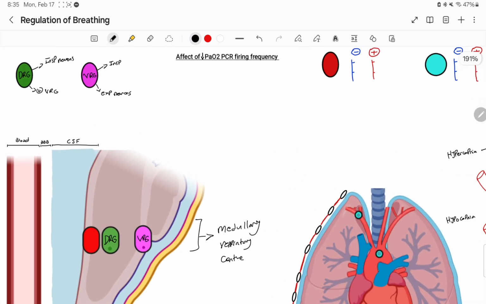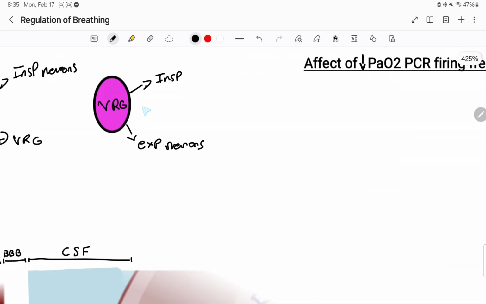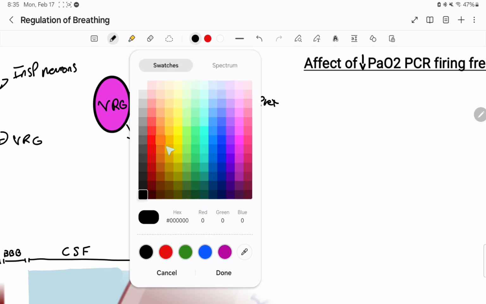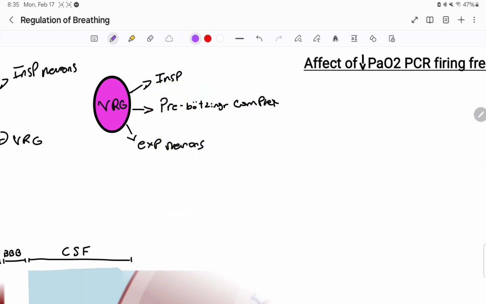What about the VRG? Any other cool stuff about the VRG? Well, I'm glad you asked, because the VRG has another cool fact about it. On top of having these inspiratory neurons and expiratory neurons, it has a specific center, if you will. This is called the pre-Botzinger complex. What does the pre-Botzinger complex do? Okay, well, the pre-Botzinger complex is mainly and widely recognized as setting your respiratory rhythm, your RR.